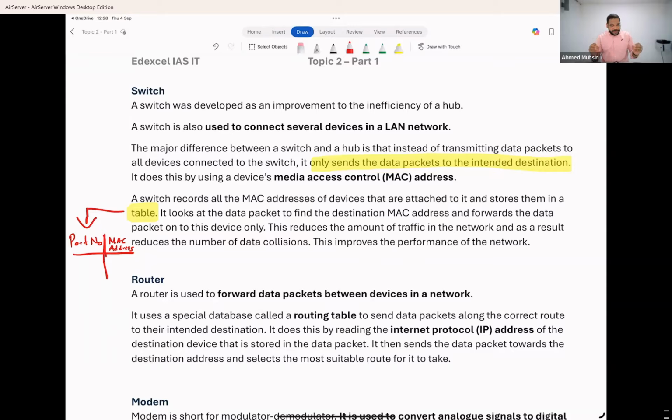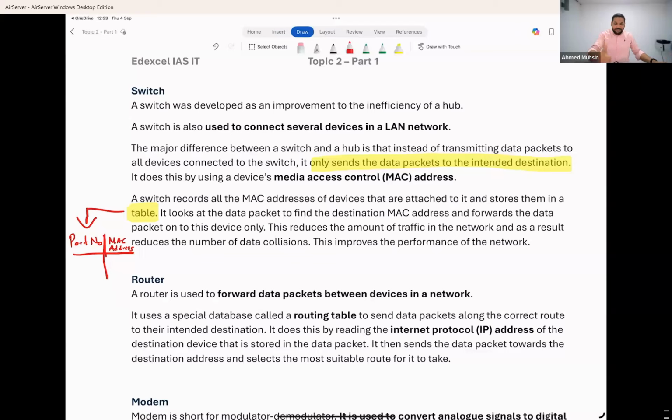Okay. So if the examiner gives you a scenario saying this data must be displayed on multiple computers, you will say, you know what, go for a hub. If the examiner says data should be independently sent to each device, then you will say go for a switch. Okay, everyone okay with this?